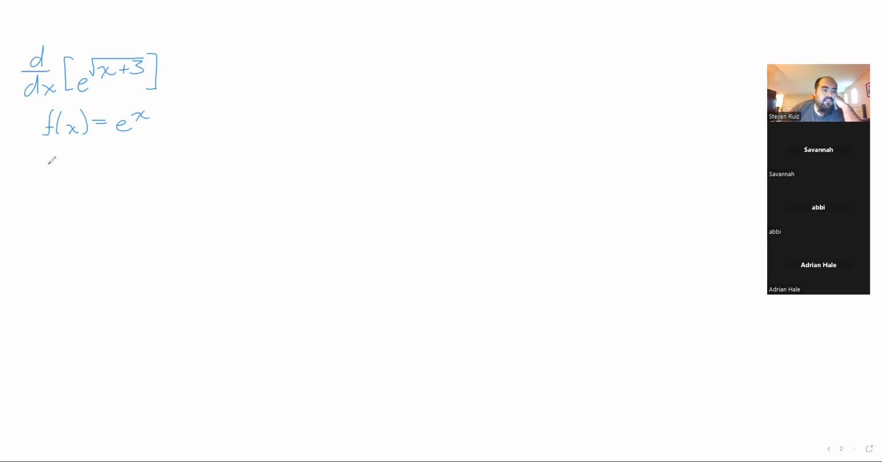But in this case, my inner function is going to be a little different. It's not going to be square root of x. It's going to be square root of x plus 3. So we know the derivative of f, e to the x, is e to the x. Now, the change here is, how do I deal with this square root of x plus 3?